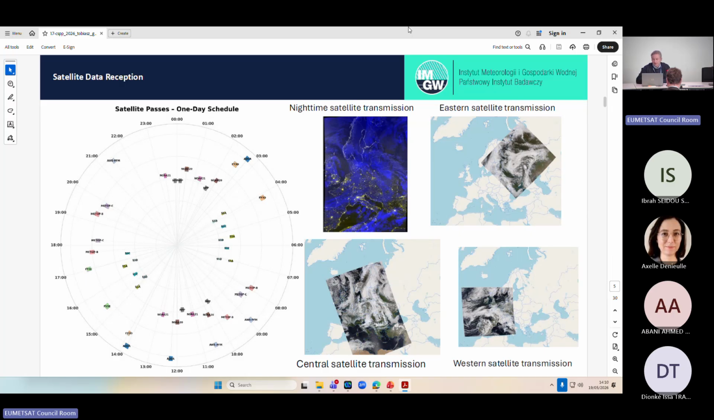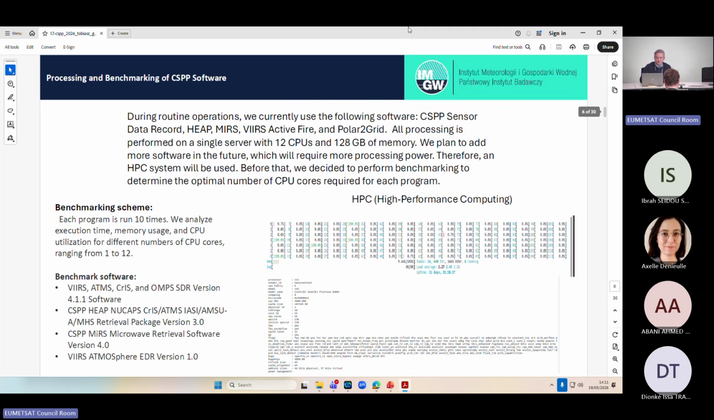This is how satellite transmission looks on the image. We have Eastern satellite transmission, Central satellite transmission, and Western satellite transmission. And they are not equal, so the processing time is different for different transmission types. And we also have this beautiful nighttime satellite transmission. And we detect, for example, clouds from an aura.